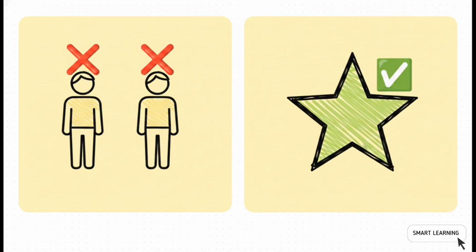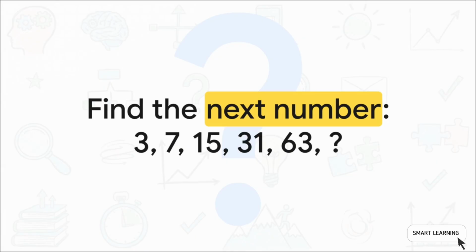To lock this in, try this practice question later. Is it "either of the girls is going" or "either of the girls are going"? Finally, let's test your logical reasoning. Find the next number in the series: 3, 7, 15, 31, 63. What comes next? A, 95; B, 127; C, 125; D, 129.